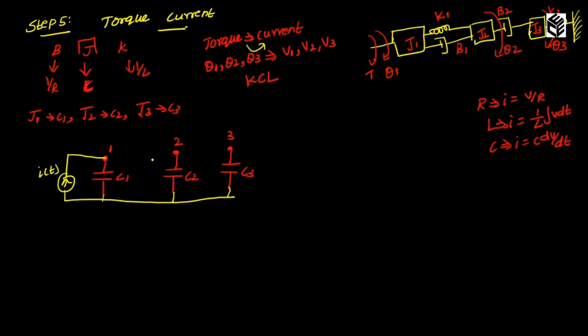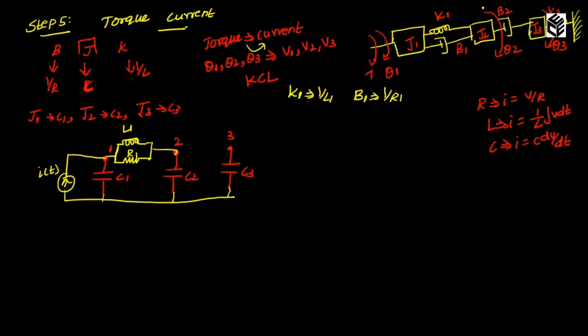Now let me check, is there any element between 1 and 2. So to 1 and 2 I have two elements K1 and B1. K1 is replaced as 1 by L1 and B1 is replaced as 1 by R1. They are connected in series. So I am going to connect here in parallel. So this is L1 and this is R1.